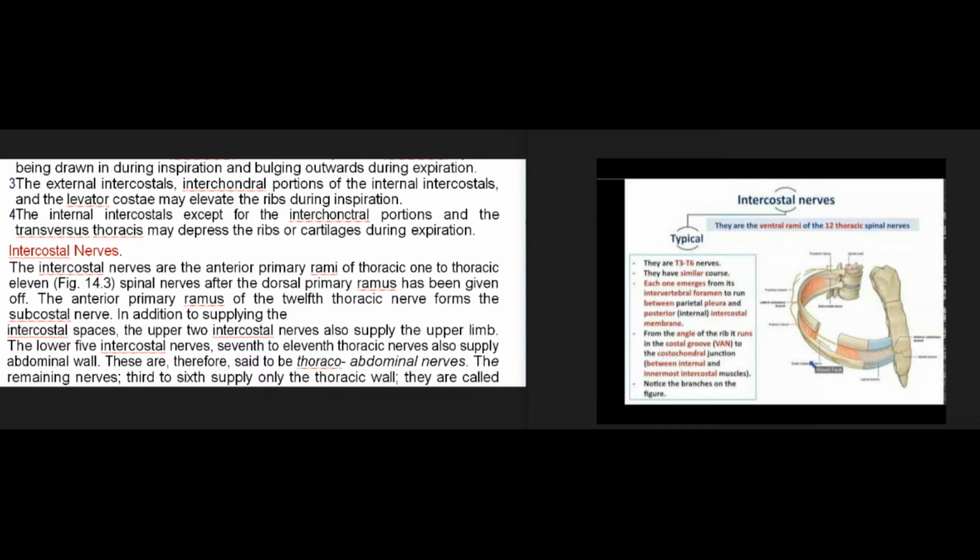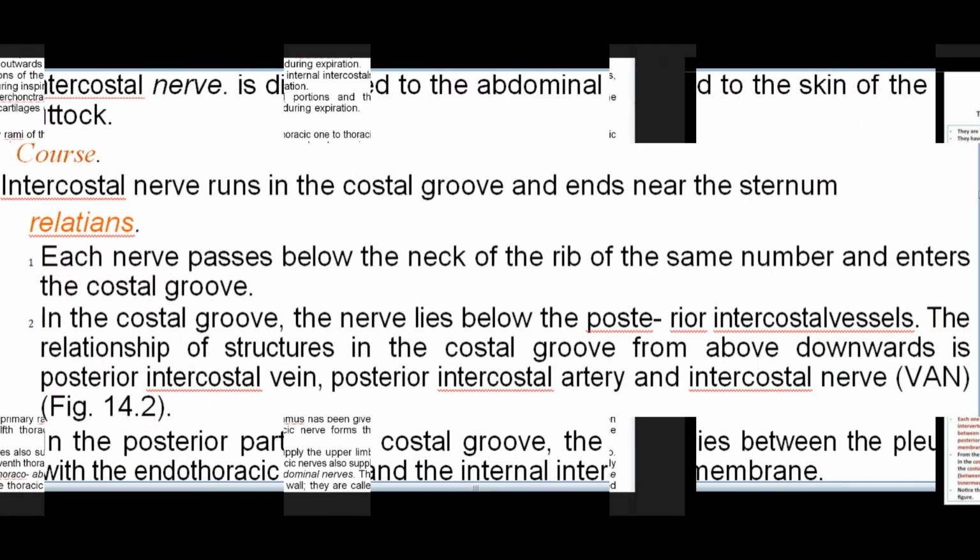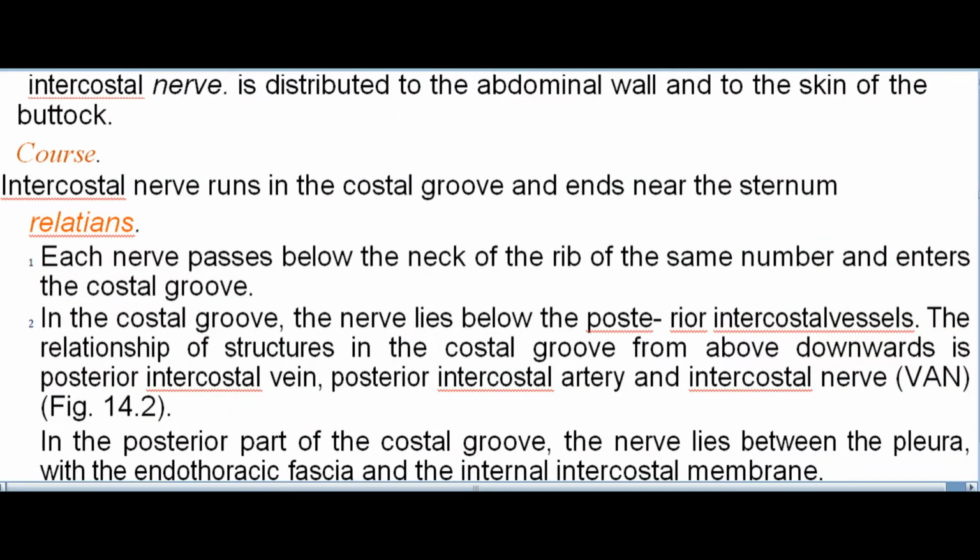In addition to supplying the intercostal spaces, the upper 2 intercostal nerves also supply the upper limb. The lower 5 intercostal nerves, 7th to 11th thoracic nerves, also supply the abdominal wall. These are, therefore, said to be thoraco-abdominal nerves. The remaining nerves, 3rd to 6th, supply only the thoracic wall; they are called typical intercostal nerves. Intercostal nerve is distributed to the abdominal wall and to the skin of the buttock.